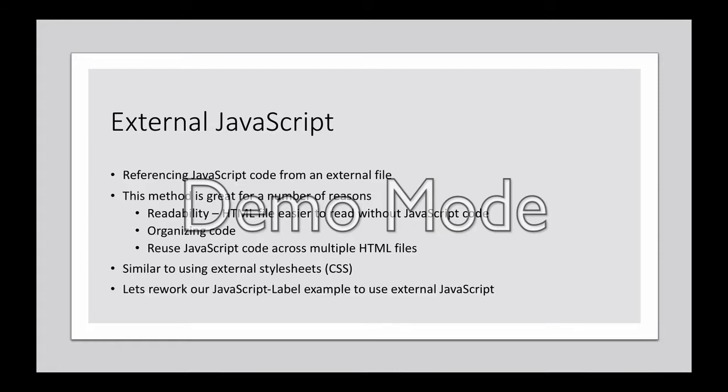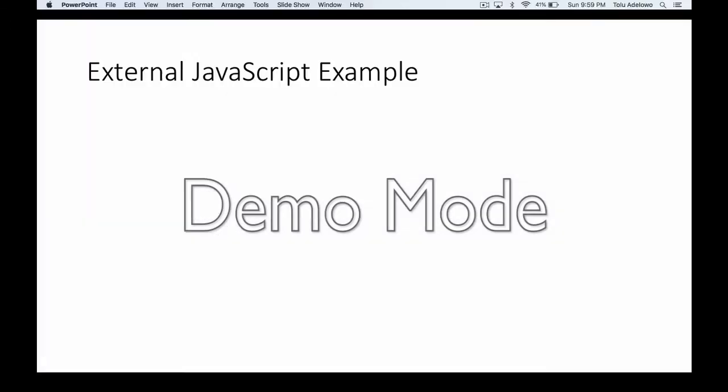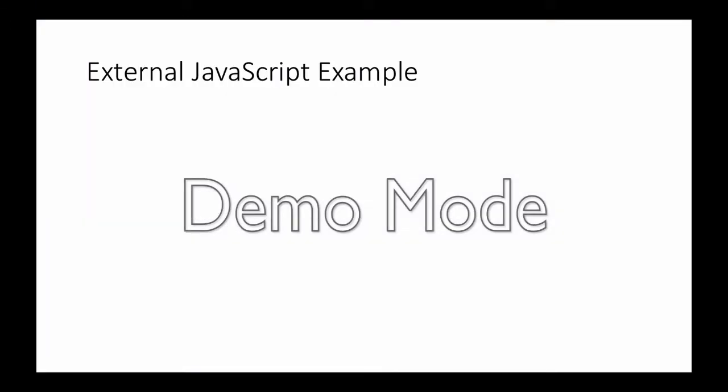So let's rework our JavaScript label example to see how external JavaScript works. Just to reiterate, we will be removing the JavaScript code from our HTML file, putting that in an external file, referencing that external file, and testing to see that our web page still does the same thing it did when we had the JavaScript in the HTML file.